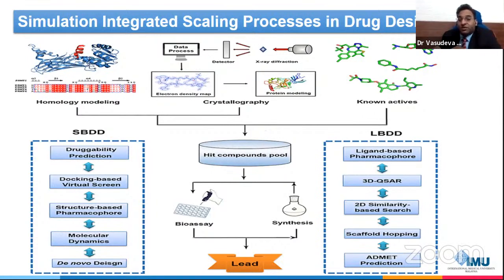However, based on the data and the experimental evidence, we can further identify some related molecules. One thing I would like to highlight here is that last time when we were interacting with our team members, they asked about the validation of computational simulations in drug discovery.